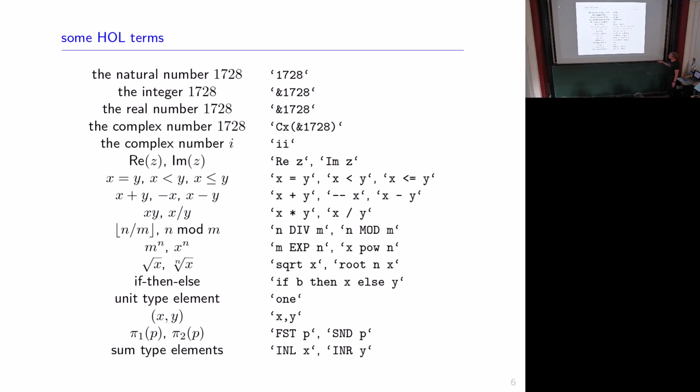Okay, the same thing for terms. I recently learned that the number 1728 is quite nice, so I used that as an example, the J of I. So, like in all these systems, you have a different version for every type. So if you just put it, it's a num, it's a natural number. If you want it as an integer and a real, then you put an ampersand in front. And the question is, which one do you get? And the answer is, well, it depends.